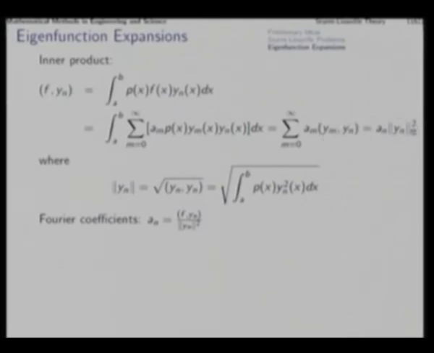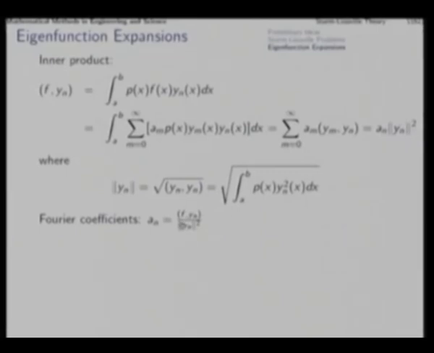So, we will get this, and yn norm turns out to be the square root of the inner product of yn with itself, which is this. Now, this an, which we get out of the division of this inner product with this norm square, turns out to be the Fourier coefficients.